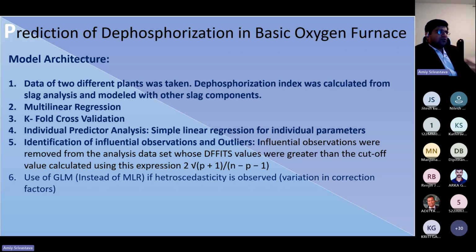Some formula is there, and based on this, we excluded those outliers. And we also used GLM, because we are not able to.